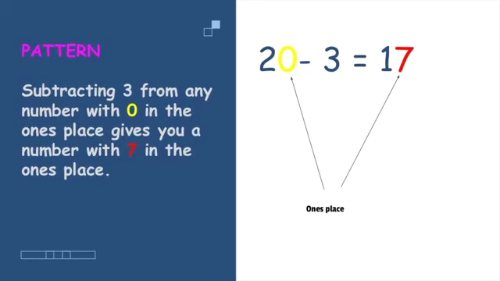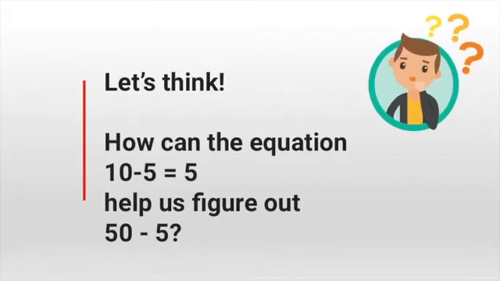Subtracting 3, this is another way to look at it. Subtracting 3 from any number with 0 in the ones place gives you a number with 7 in the ones place. That's our pattern. Let's think.